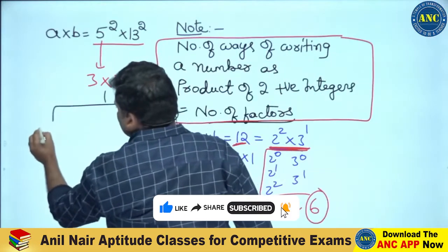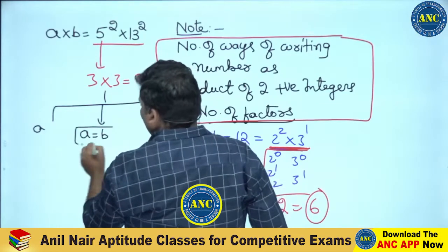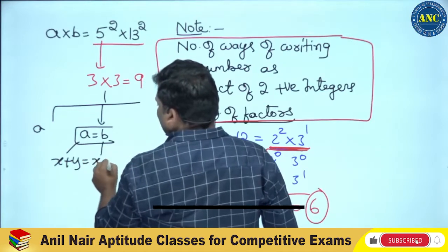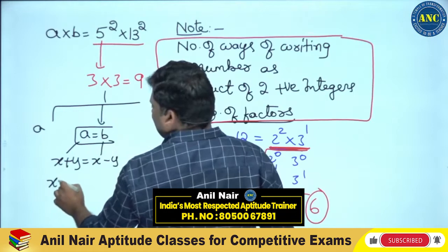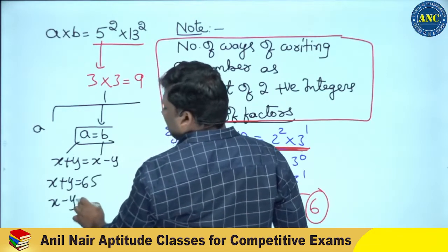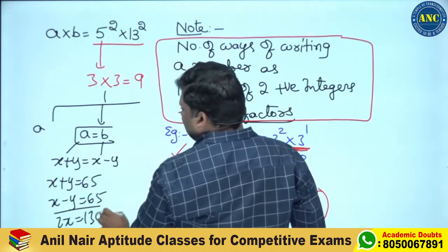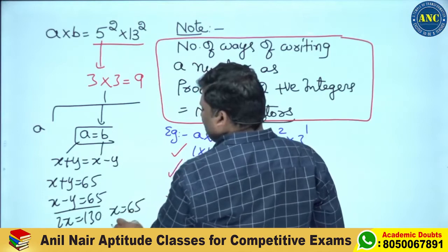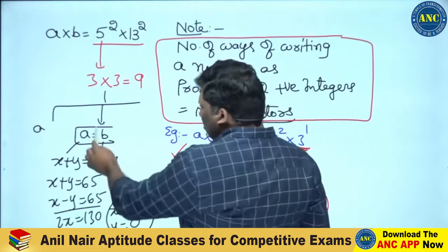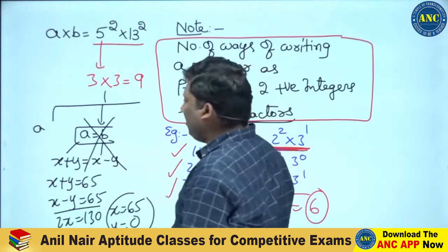In those 9 cases, there will be a case where A is equal to B. What do you mean by that? x plus y is equal to x minus y. That means the case where x plus y is 65 and x minus y is 65. 2x is 130, x is 65, y will be 0. A side cannot be 0. So this one case we need to eliminate. Out of 9, one case is eliminated.